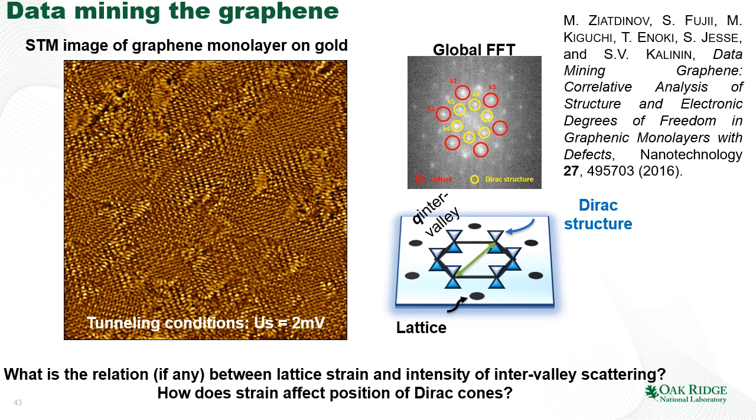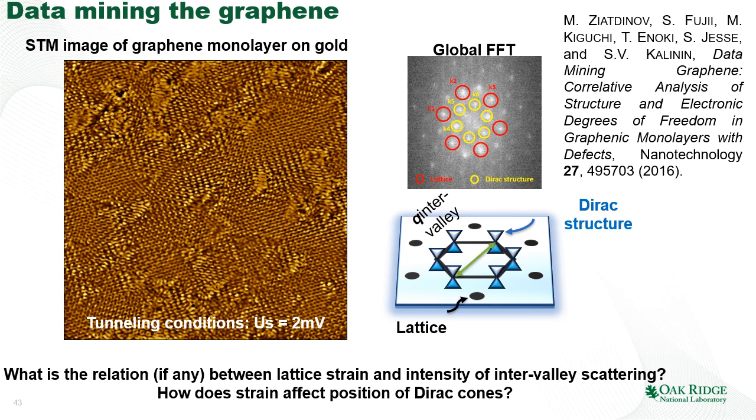So what we can do is take our image and calculate the Fourier transform. We can identify the peaks corresponding to the structural lattice and the peaks corresponding to the electronic properties, so to the Dirac cones. And then, of course, if we do it on the global image, we get the average information.